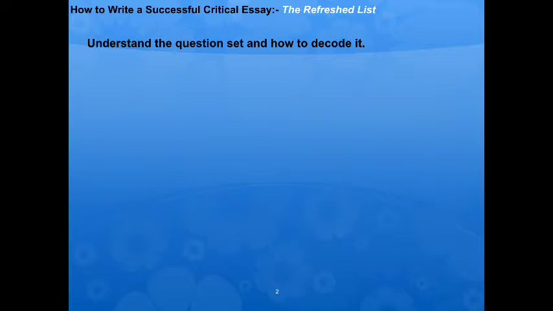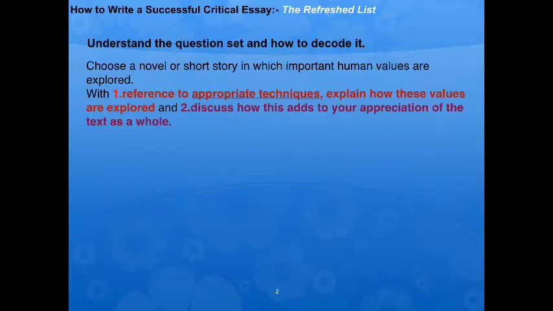And so looking at one of the 2018 novel prose questions, it was quite simply this. Choose a novel or short story in which important human values are explored. It's quite general, and in most prose texts that you're studying, there will be the issue of human values. So it's a generic question that is virtually applicable to any prose text that you're actually reading.